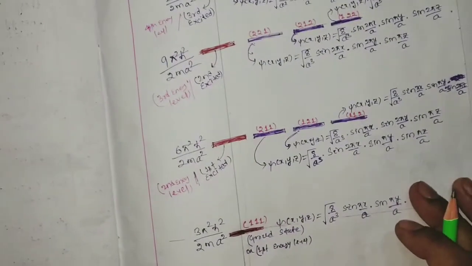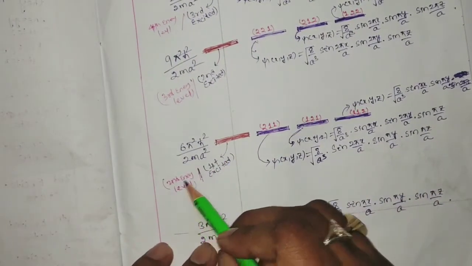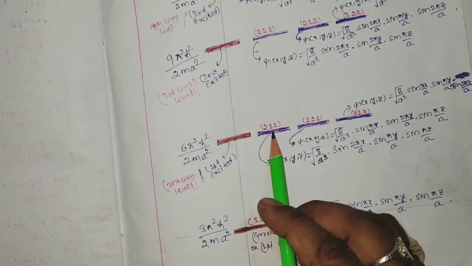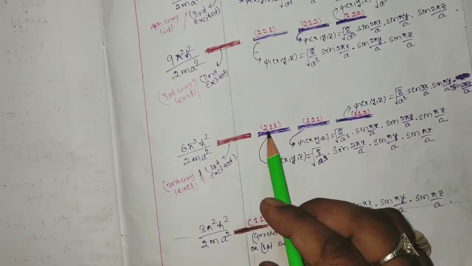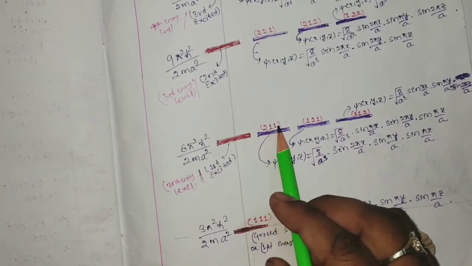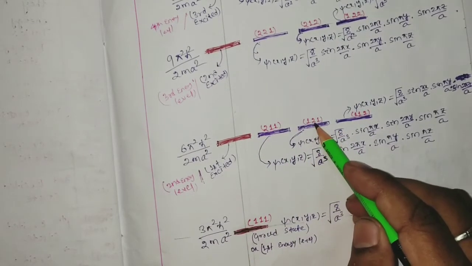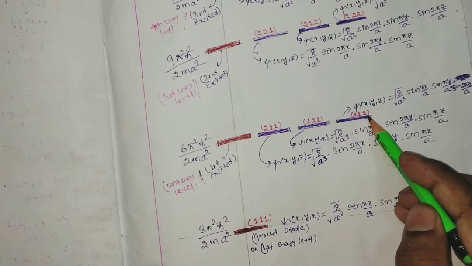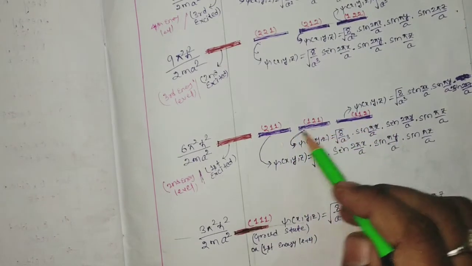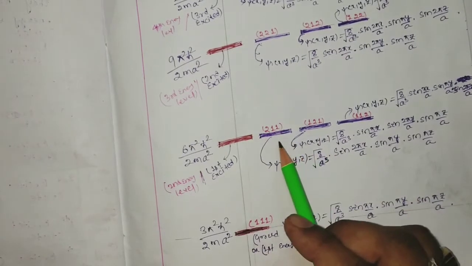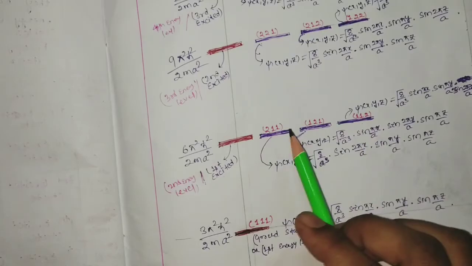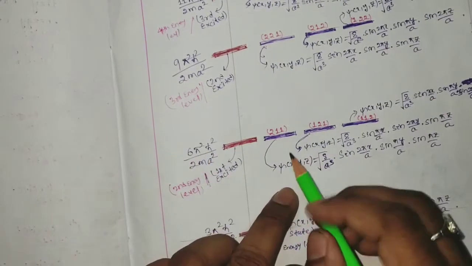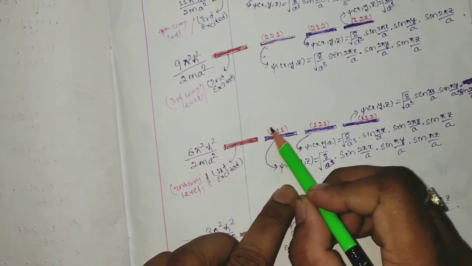Okay, here you can see this is your first excited state or second energy level. This one is degenerate into three energy states. This one, this one, this one. By considering 2, 1, 1, that means nx 2, ny 1, nz 1. Here nx 1, ny 2, nz 1. Here nx 1, ny 1, nz 2. If we consider like this, the energy eigenvalues for all of these are the same, 6 pi square h cross square by 2 m a square.